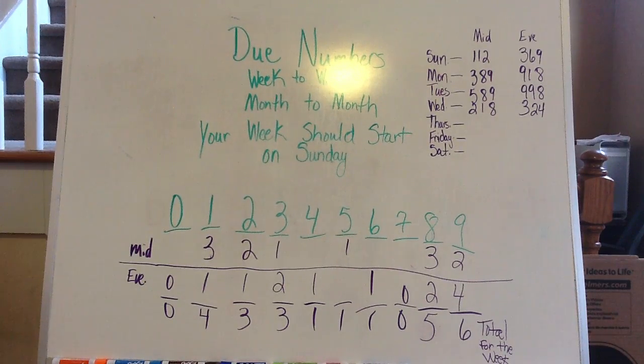So for evening, you have to do the same thing. The number that fell for evening on that Sunday was 369. Monday 918. Tuesday 998. And Wednesday 324.